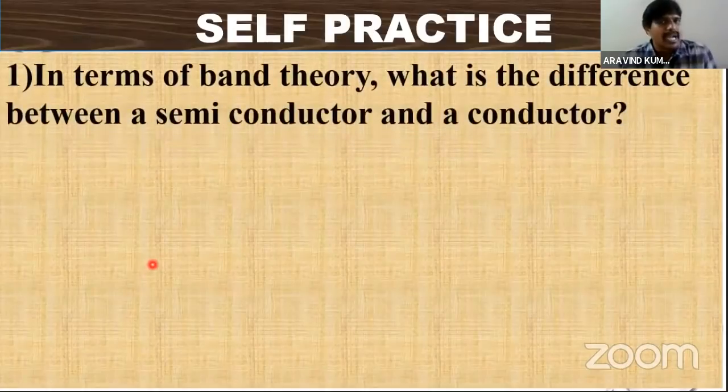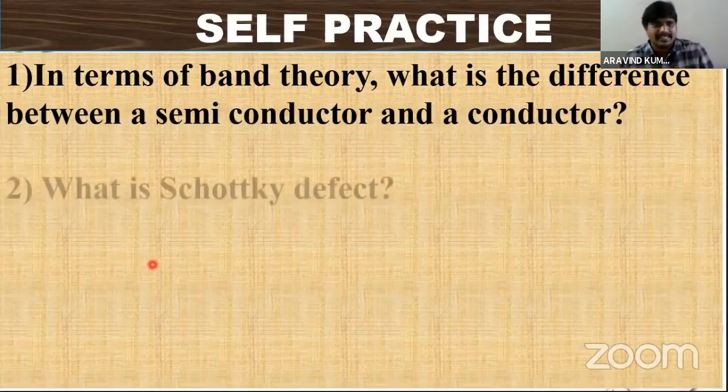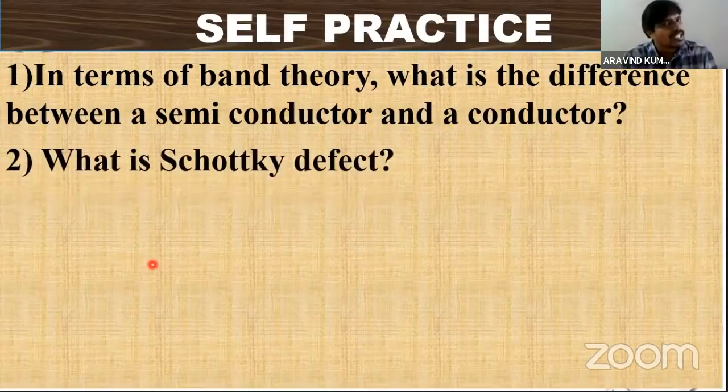In terms of band theory, what is the difference between a semiconductor and a conductor? You can write the difference based on the band theory. What is the energy difference between semiconductor and conductor? Next, what is a Schottky defect? I have explained, very important, children, for 4 marks. What are Schottky and Frenkel defects, very important. Next, what is a Frenkel defect?